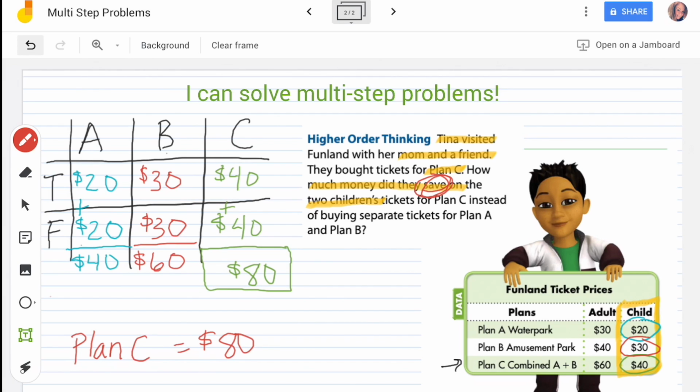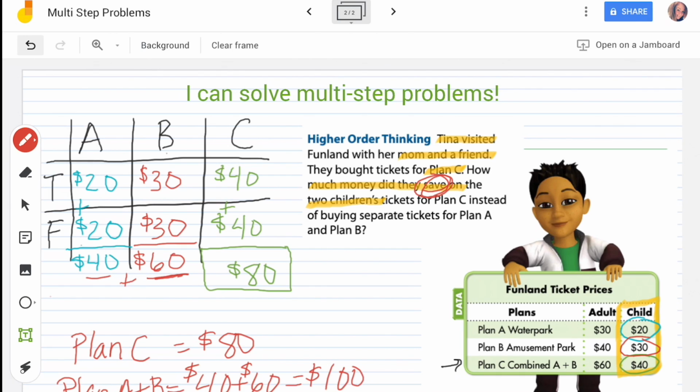We also know that Plan A was $40 and Plan B was $60. If I want to know combined what Plan A and Plan B cost together, I need to add those two. 40 plus 60. Plan A and B equals $40 plus $60. And that equals what?